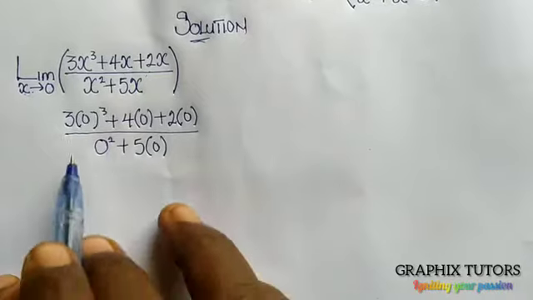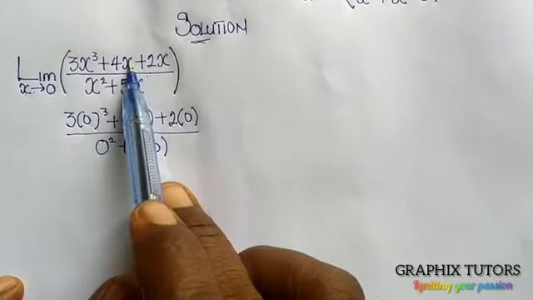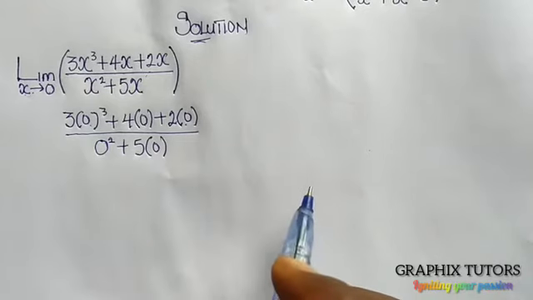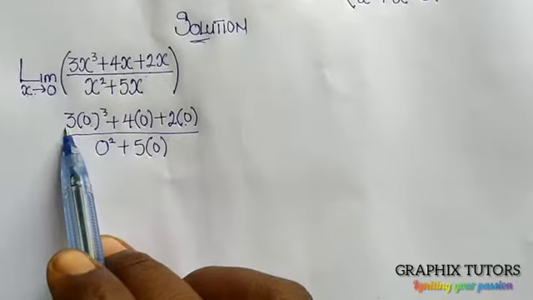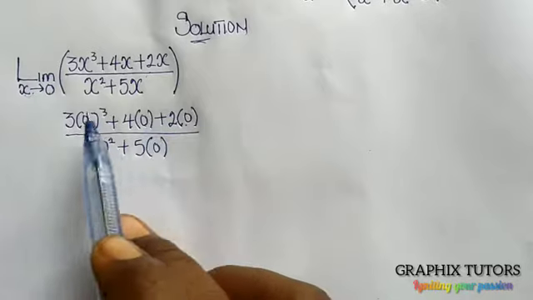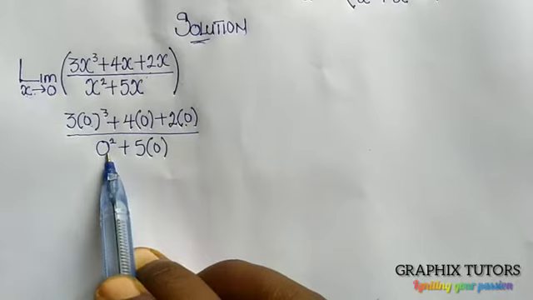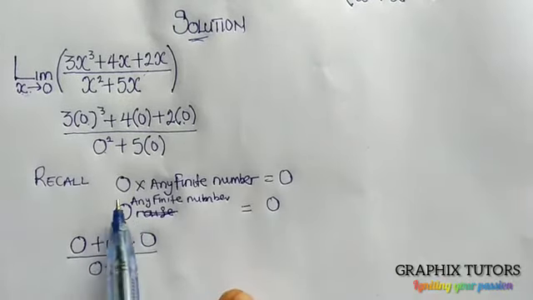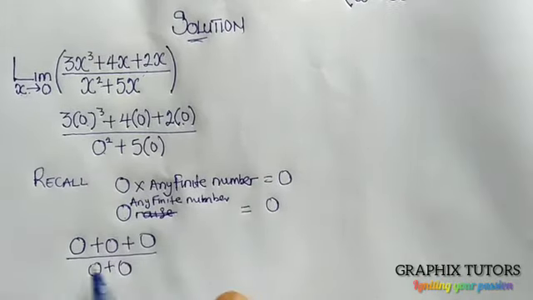Now when you put the 0, this is what you're having. So instead of writing x, I say x is 0, I place 0 here. I place my 0 everywhere I find x. Now we know that 0 multiplied by any finite number is 0, and 0 raised to any finite power is 0. So this will be 0, here will be 0, and here will be 0. So this is what we have here.